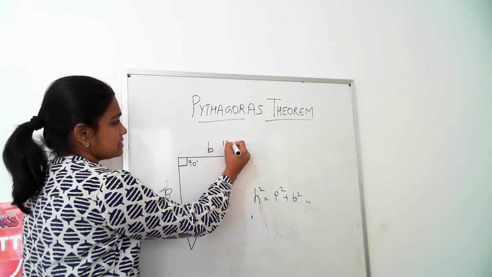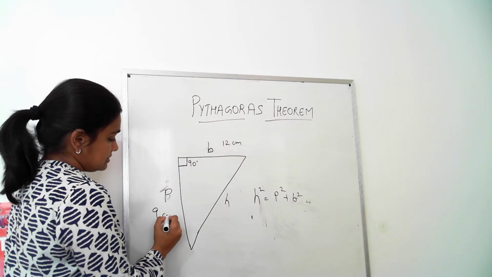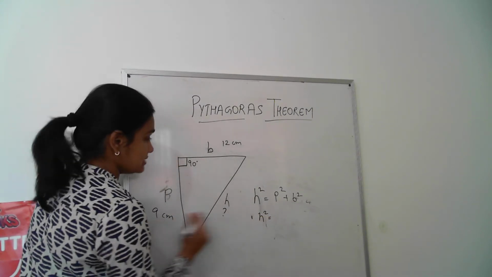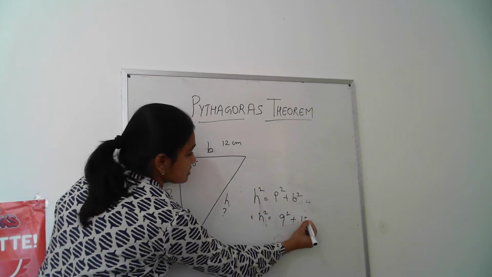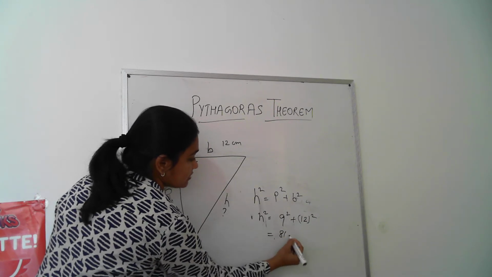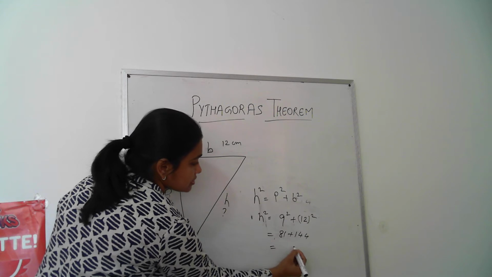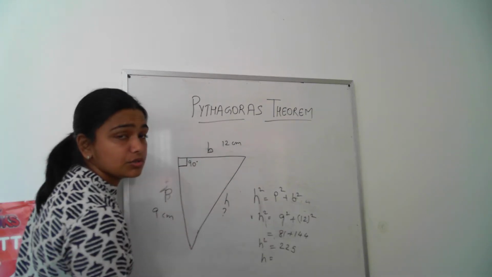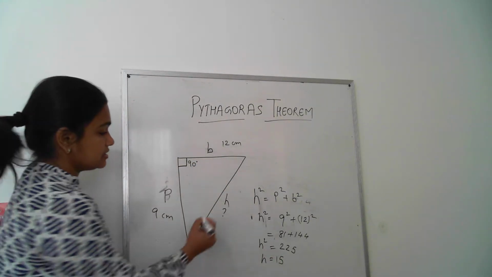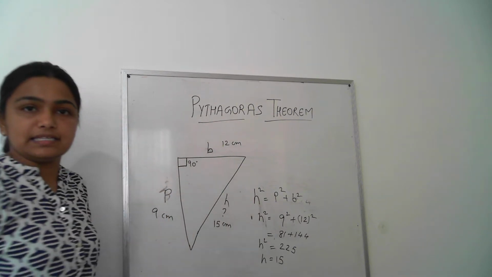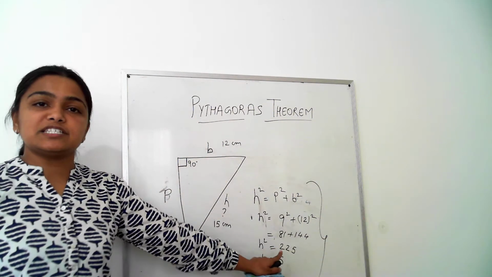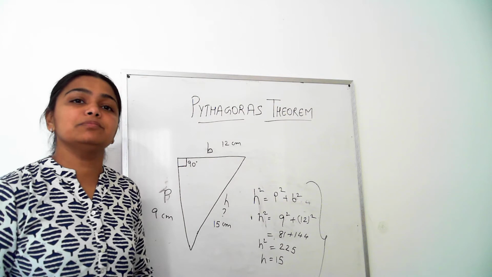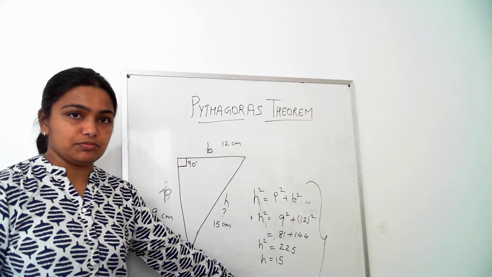Let's say the base is 12 centimeters and this is 9 centimeters. Then find h. h square equals p square, with p being 9: 9 times 9 plus 12 square equals 81 plus 144 equals 225. So h square is 225, and the square root of 225 is 15. So the hypotenuse is 15 centimeters. This is the working which I am expecting from you. I am not expecting a screenshot of the answers which have already been provided to you. This is the working which I want from you.